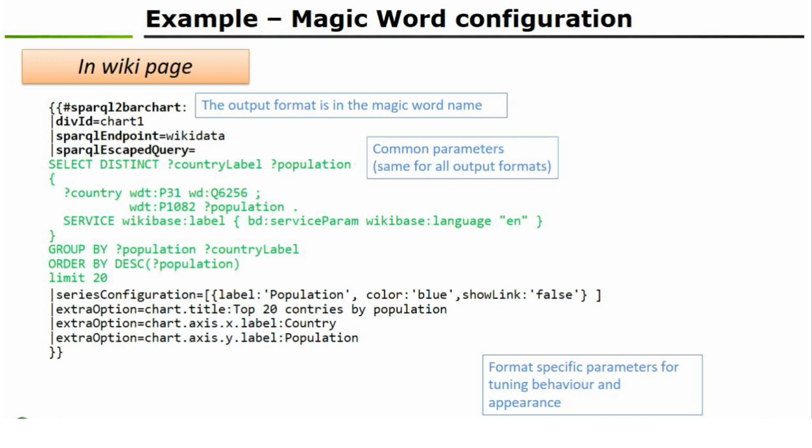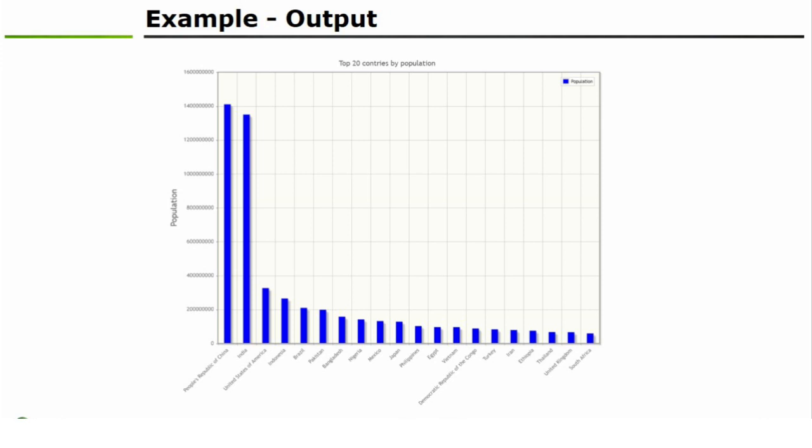There are some parameters that are common to all the output formats, like the unique ID, the name of the Sparql endpoint I want to invoke, defined in the local settings, and of course my Sparql query. In this case, we want to show the top 20 countries ordered by population size. There are also extra parameters specific to the output format. And that's an example of the result. So we have China, India, United States, and so on.